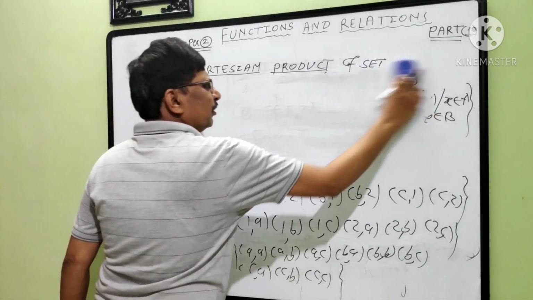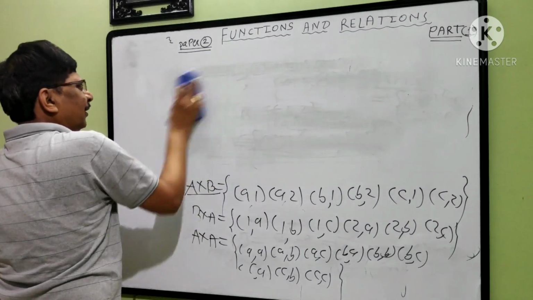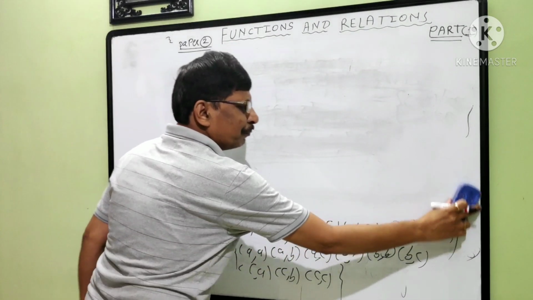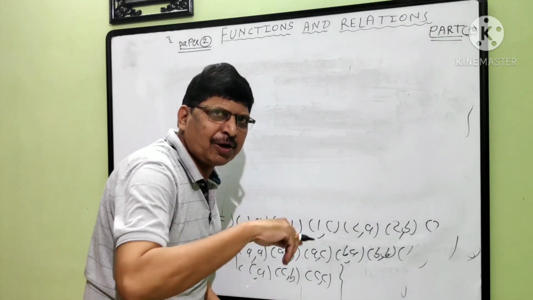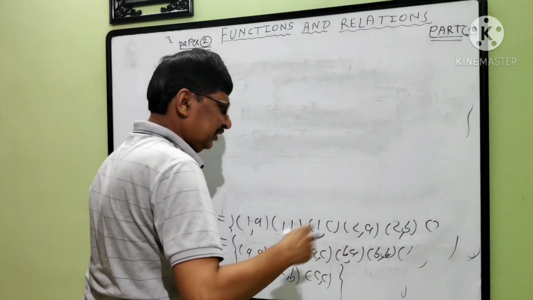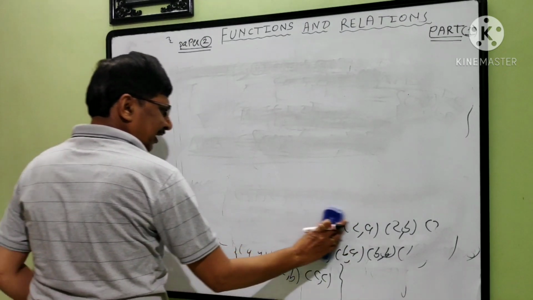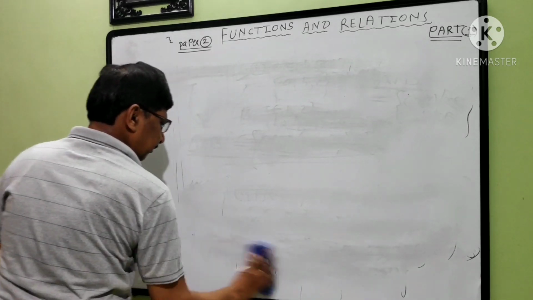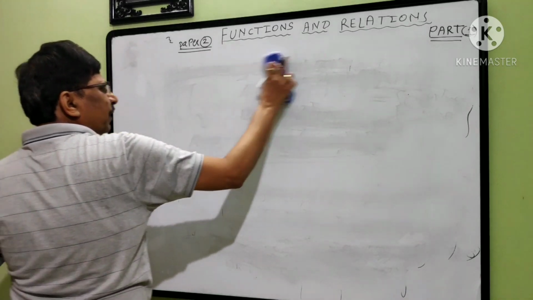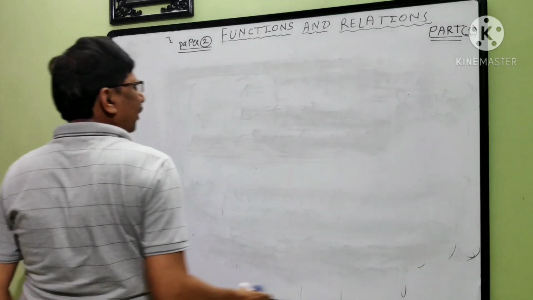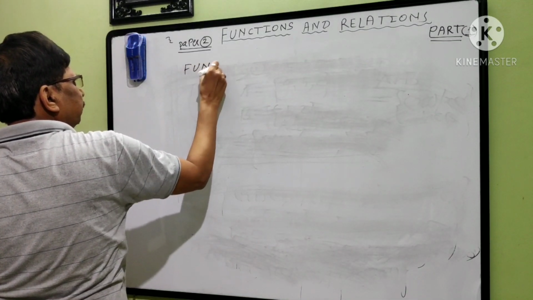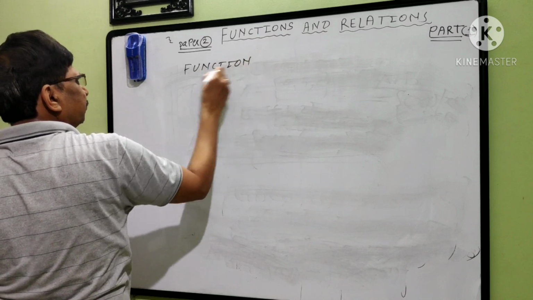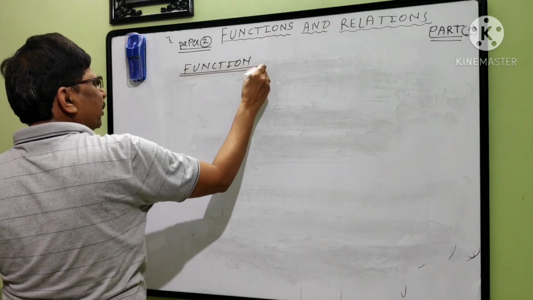Now, the first concept you have learned is the meaning of Cartesian product, because this is very important. Our whole topic depends on this ordered pair. Now function depends on this ordered pair. That's why this concept is very important. Now I am going to define function. I am going to write it first.